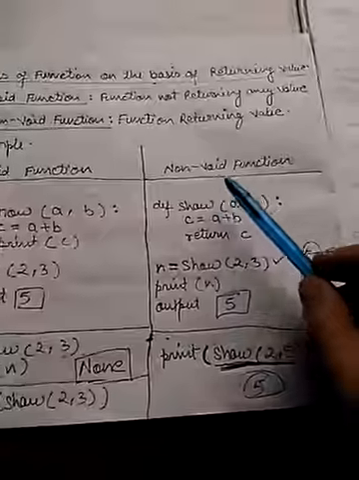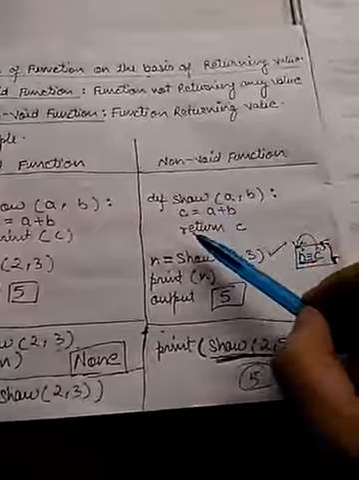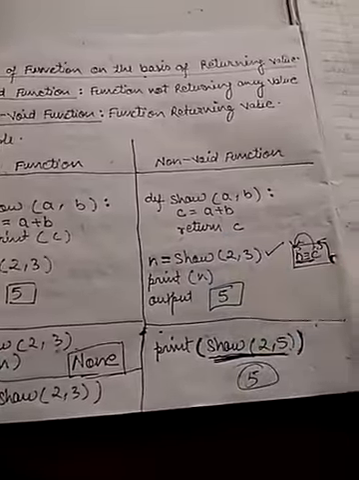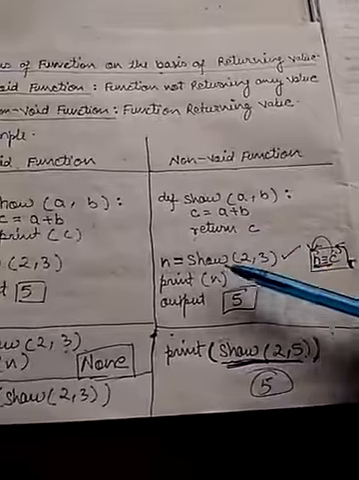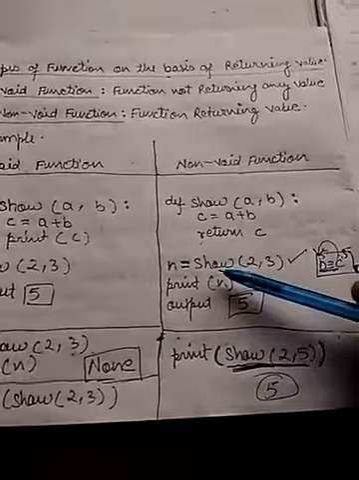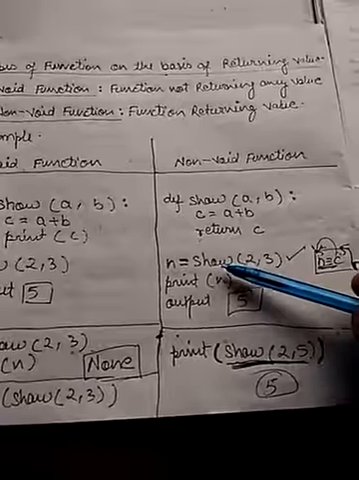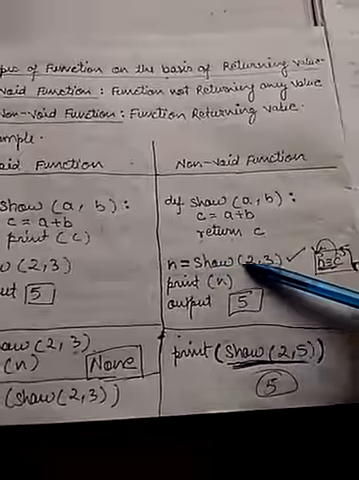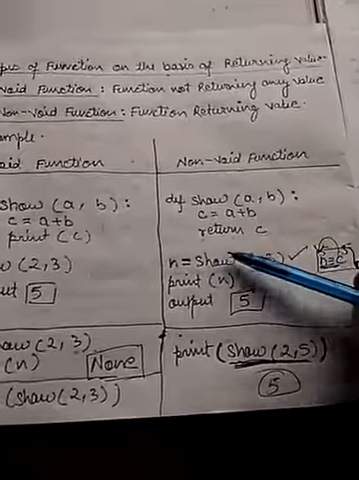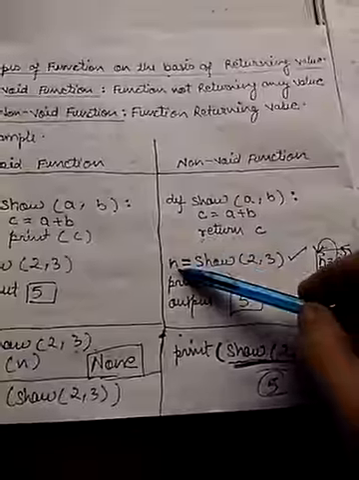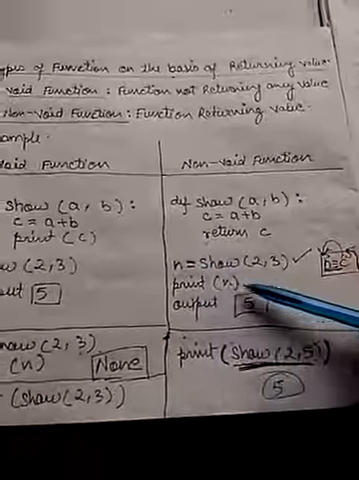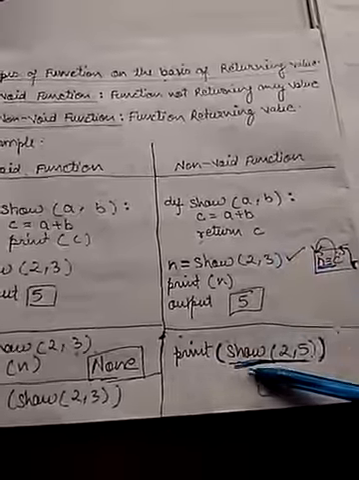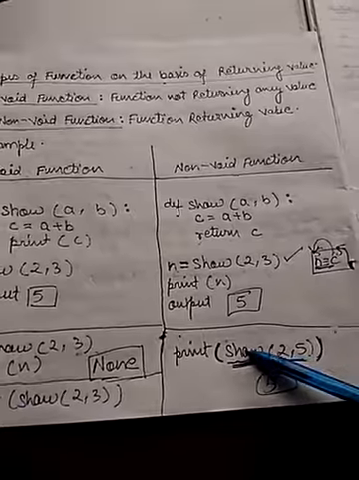Non-void functions are those functions which return a value. To return a value, the return statement is written in the function. This return statement will return the value to the calling function, that is the main program. Value will be returned at that particular point where the function is called. So the value c will be returned here, and the returned value will get stored in n. When we print n, it will display the return value. You can directly print the return value by calling the function inside the print statement.